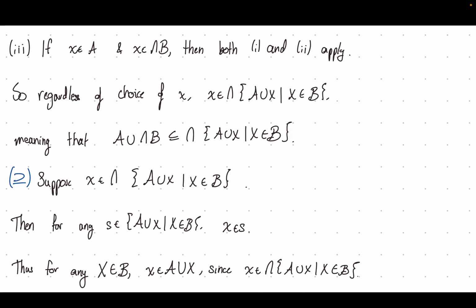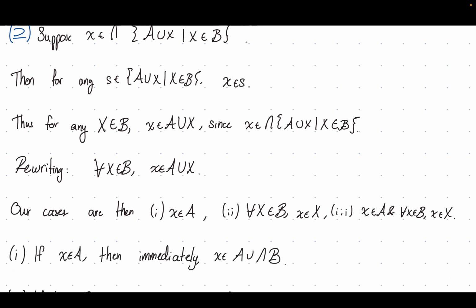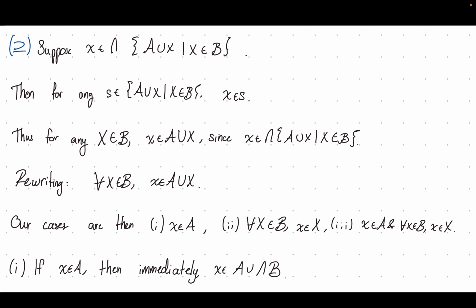And then our final conclusion is that no matter which case applies, your little x has to be in this set. And this is just the same thing as saying that A union the intersection of B is a subset of the intersection of this big set. Okay, now we're moving on to the other part, the other side of the inclusion.